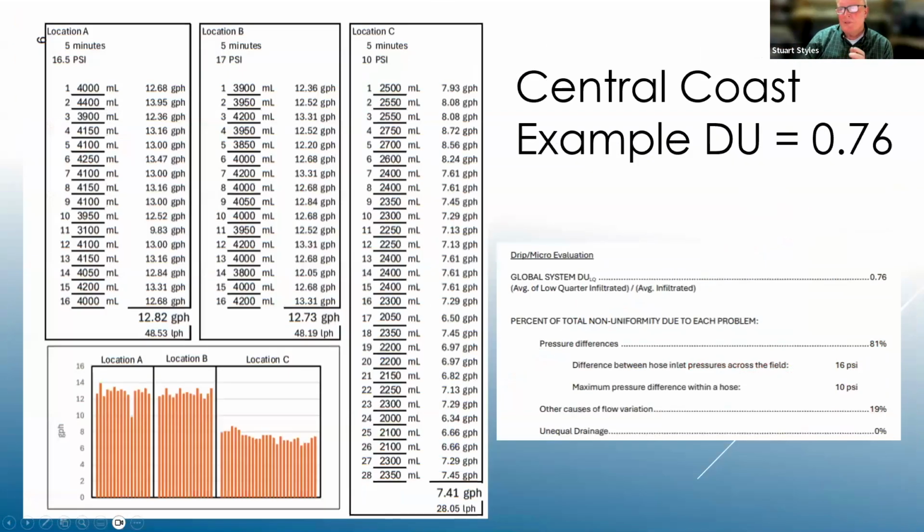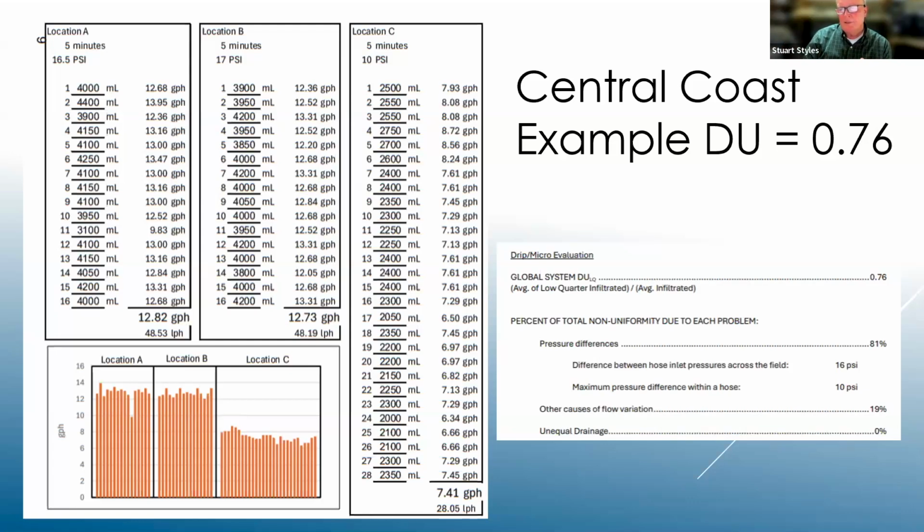So this is the data that we collected, and you can see in the 2 high pressure areas at location A and B, those numbers look pretty similar. They're pretty close to the same value of about 12 gallons per hour. But in location C, we go out to the worst part of the field where it's low pressure and it's furthest away from the pump. You can see how low the values are there.